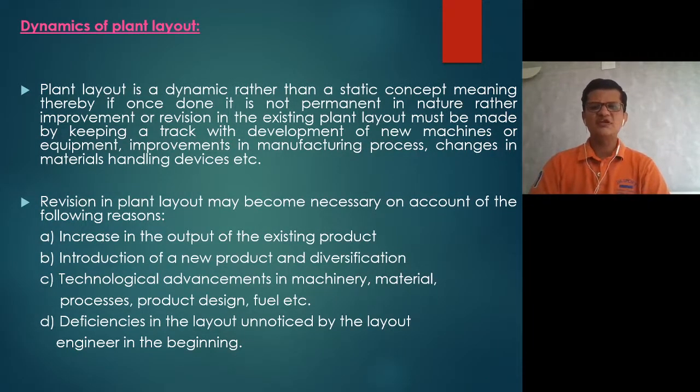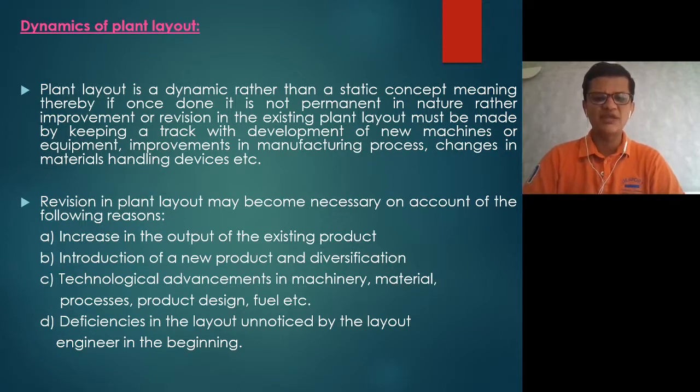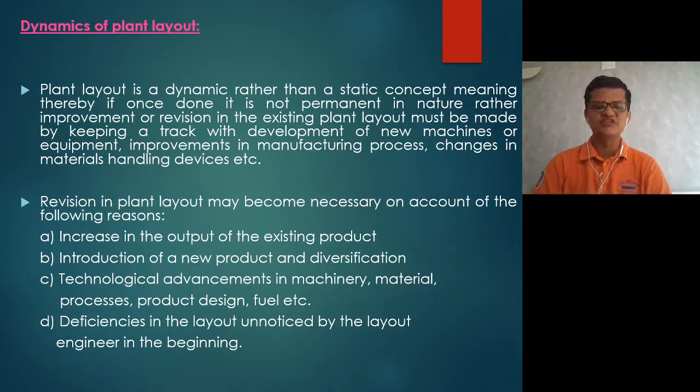Plant layouts are dynamic rather than a static concept, meaning thereby that it is not done once and permanent in nature; rather, improvement or revision in the existing plant layout must be made by keeping track of the development of new machines, new equipment, improvement in the manufacturing process, or changes in materials, handling devices, etc. So, you cannot keep a plant layout constant. As the technology changes, you have to change your plant layout. So, there are different reasons where you need to change your plant layout.